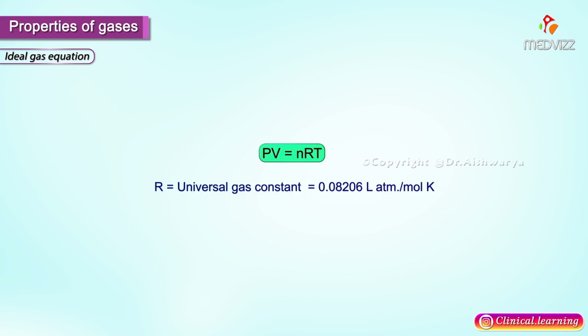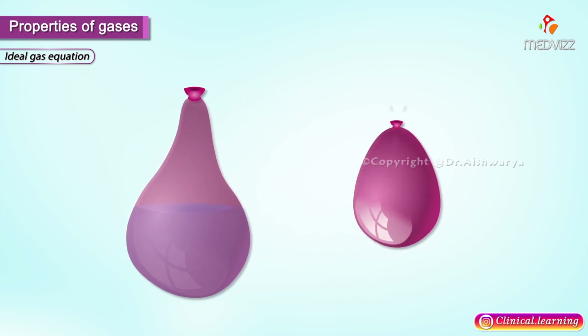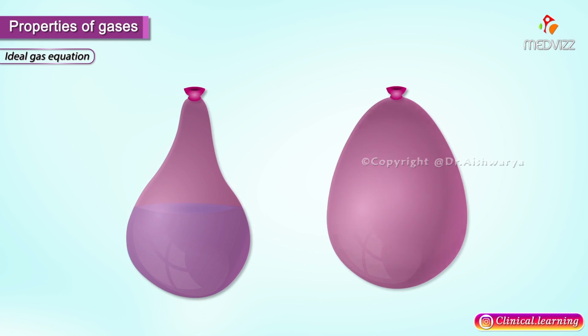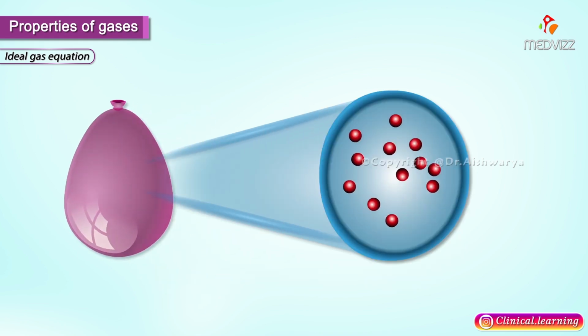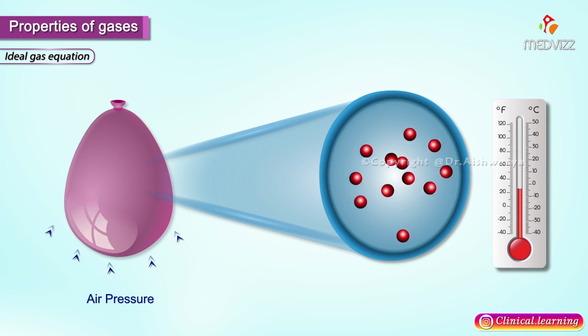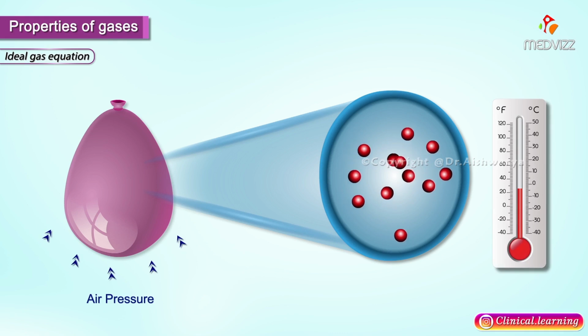R is equal to the universal gas constant, that is 0.08206. Unlike liquids, gases expand to fill the volume available to them, and the volume occupied by the given number of gas molecules at a given temperature and pressure is the same regardless of the composition of the gas.